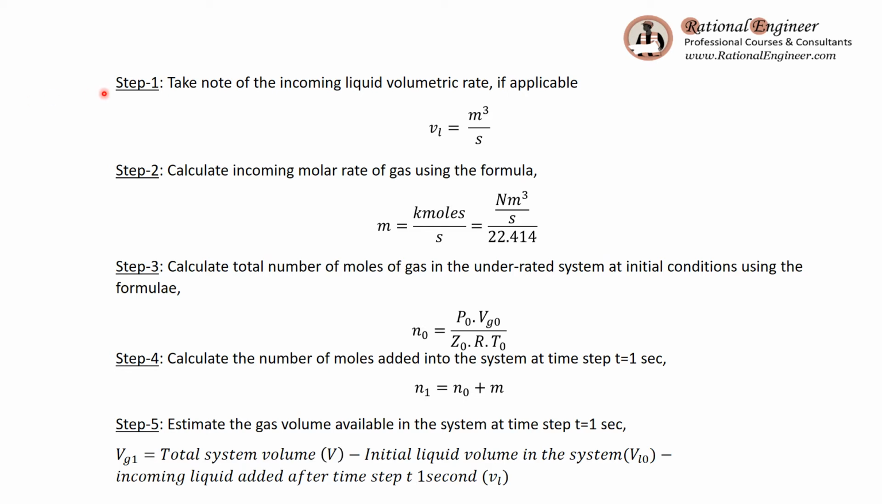Step 1. We will take note of the incoming liquid volumetric flow rate. So let's say the incoming fluid is a two-phase stream which comprises gas as well as liquid. So we'll note down the incoming liquid rate in meter cube per second. In case the incoming flow rate is gas only, then we'll consider the incoming liquid rate as 0.